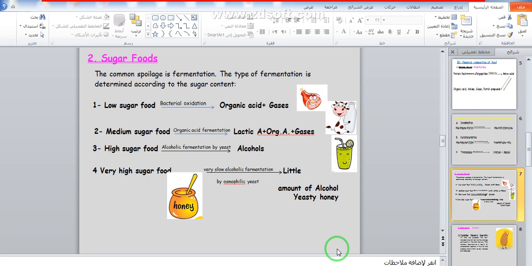It's called yeasty honey. This yeasty honey is due to improper storing in humidity, so it will be a very slow alcoholic fermentation by osmophilic yeast only.